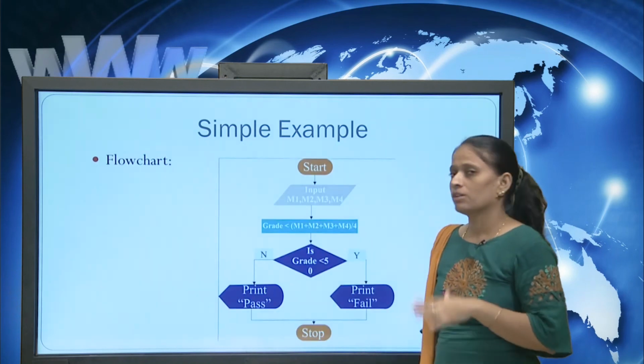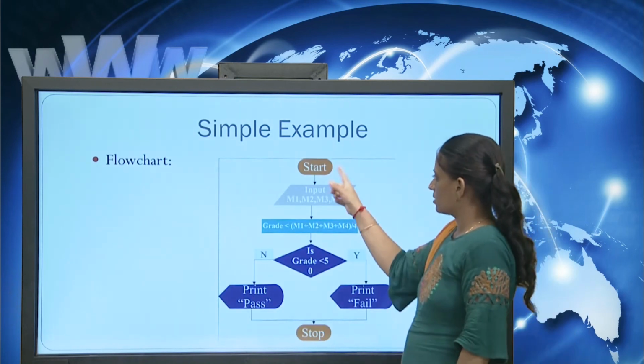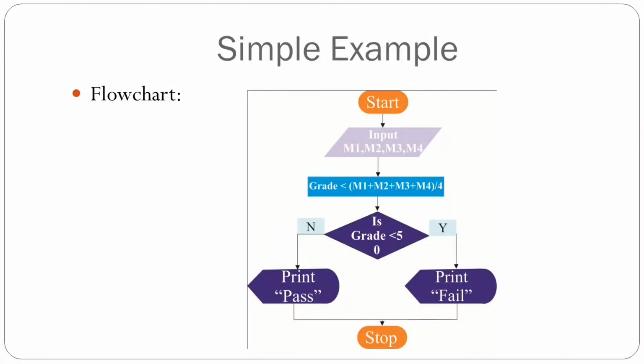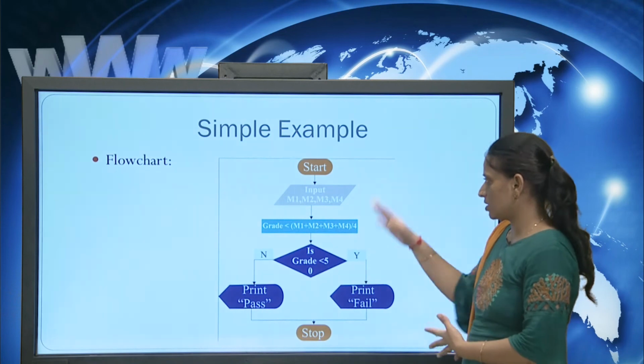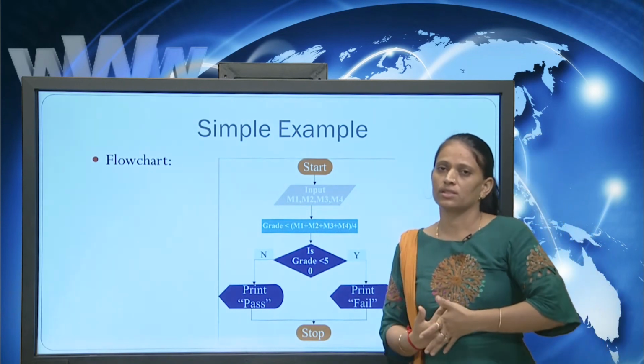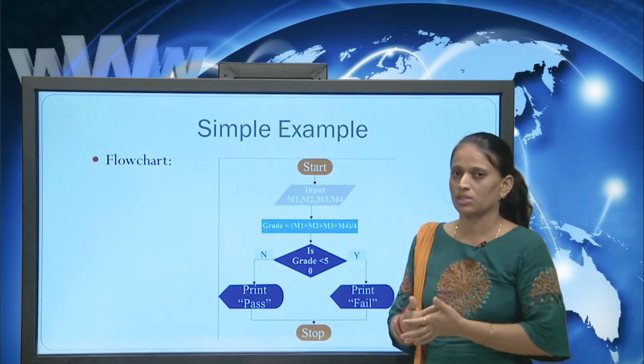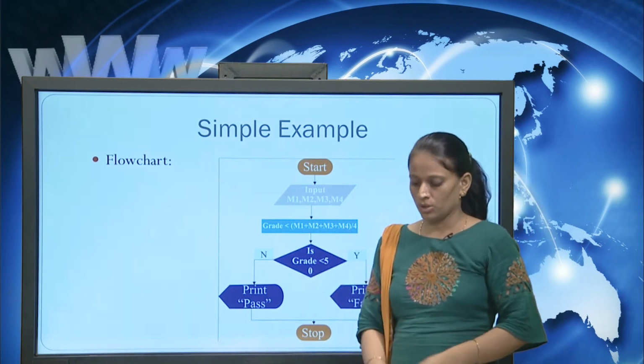And let me show the graphical version of this. Starting, we input the 4 subject values. If the grade, which is the average value, is less than 50, yes, then print fail; if no, then print pass, and stop. So we are using the terminator, the input-output parallelogram shape, the process box, and the diamond shape to draw the condition, and on this basis we can provide a systematic graphical representation of a problem. So this is the flow chart.